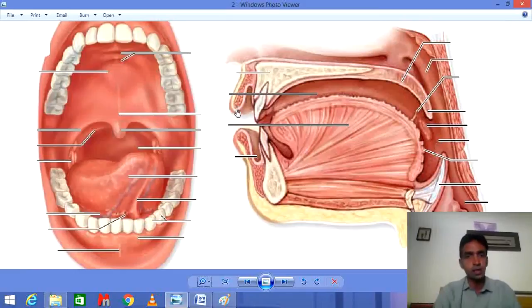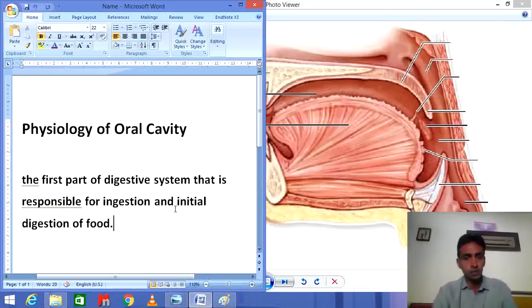Now, what is this portion and this portion? This is the upper lip and this is the lower lip. In between the lips, this space is called mouth, and I will write accordingly.